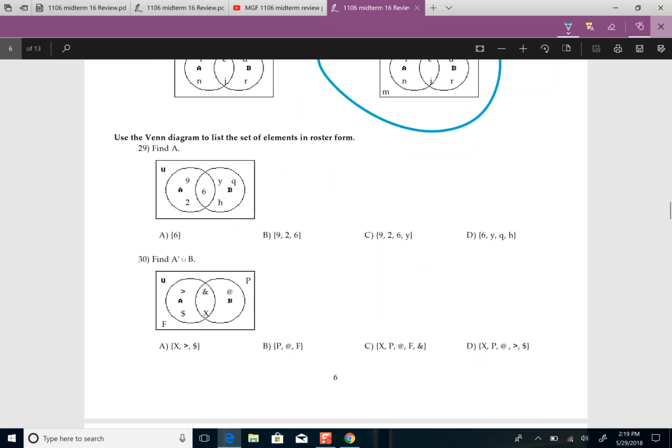Okay, 29, now I have a Venn diagram, it's already filled in, and I want to know what is set A. So A is this circle, everything in there. So it's 9, it's 2, it's 6. Nothing else, so don't add anything else from the other sets. Okay.